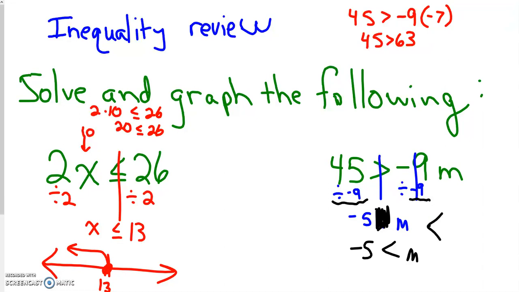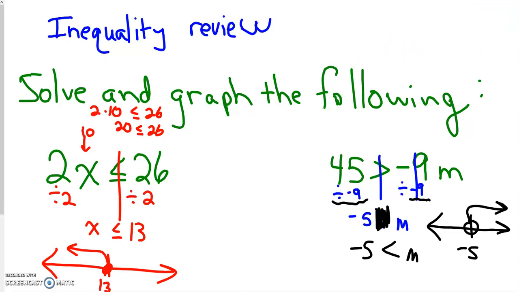So if we graph this, again we've got negative 5 and an open dot. M is greater, so we're going to go bigger than negative 5, things like negative 2, 0, 7 and 12. Let's substitute one of those and see if that works. Bigger than negative 5, let's pick positive 3. So let's try that. 45 is greater than negative 9, and I said let's try positive 3. 45 is greater than negative 27.